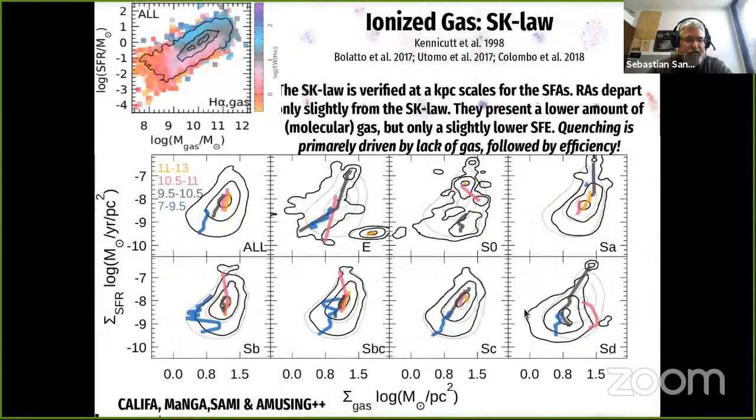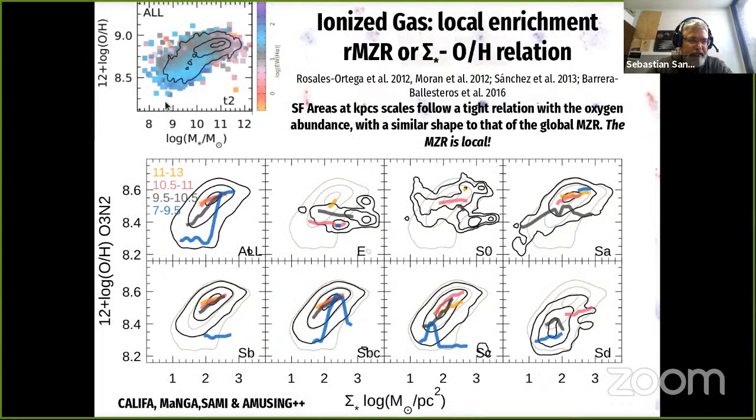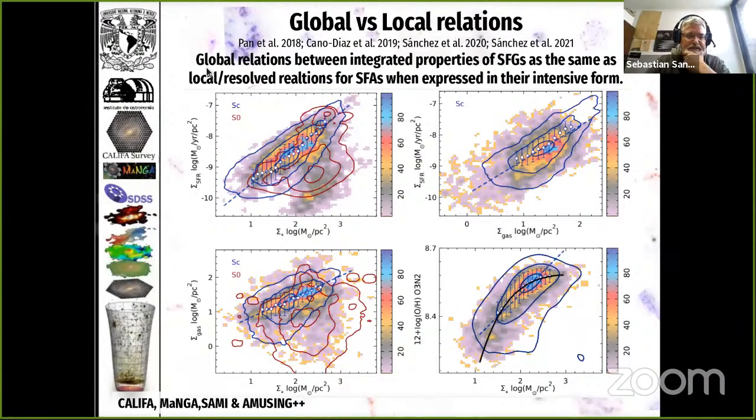between these two quantities. The same happened for the Schmidt-Kennicutt law, although the relation of the Schmidt-Kennicutt law was resolved before the integrated one. And for the mass metallicity relation, we have a counterpart that is the relation between the oxygen abundance and the stellar mass surface density, that for star-forming galaxies follows a very similar trend to the integrated one. And indeed, more recently, we have actually demonstrated that the global relations and the local ones are basically the same: the star formation main sequence, the Schmidt-Kennicutt law, the molecular gas main sequence, and the resolved mass metallicity relation.